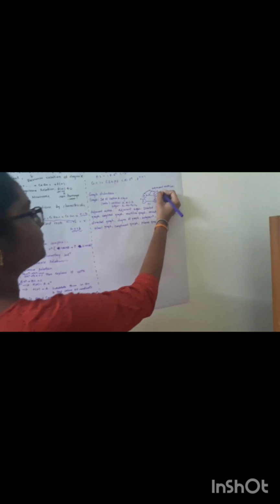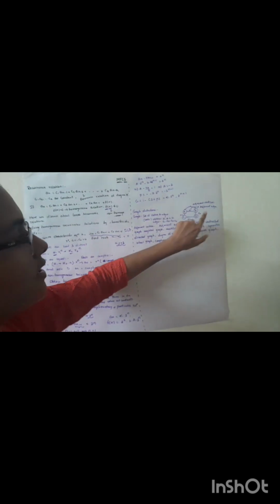Next, adjacent edges. If an edge is joining any two vertices, then that edge is said to be an adjacent edge. In other words, if any edge is incident on two vertices, then that particular common edge is said to be the adjacent edge. Here E1 is incident on both A and B vertices, so it is said to be an adjacent edge. E2, E3, E4, like that.